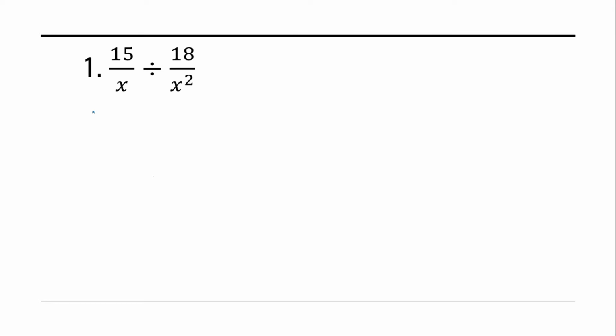Let's try to answer some examples. Number 1, 15 over x divided by 18 over x squared. So let us keep the first fraction. We have 15 over x. Flip the second fraction. We have x squared over 18. And then change the operation from division to multiplication. So this is now multiplying the fractions. We simply have to multiply the numerators and the denominators.